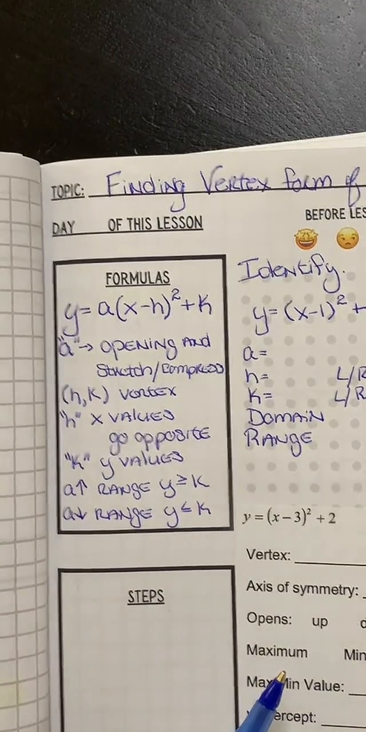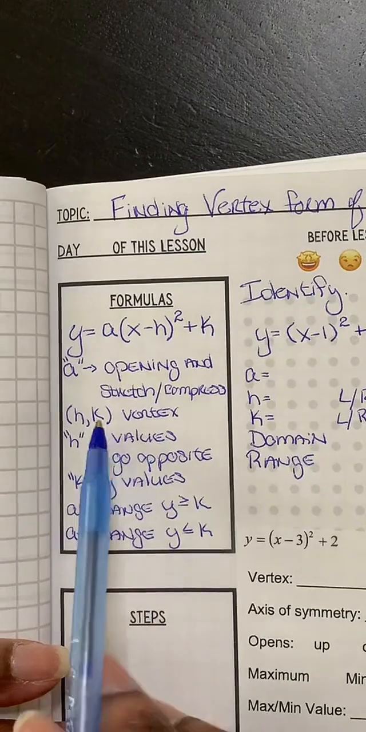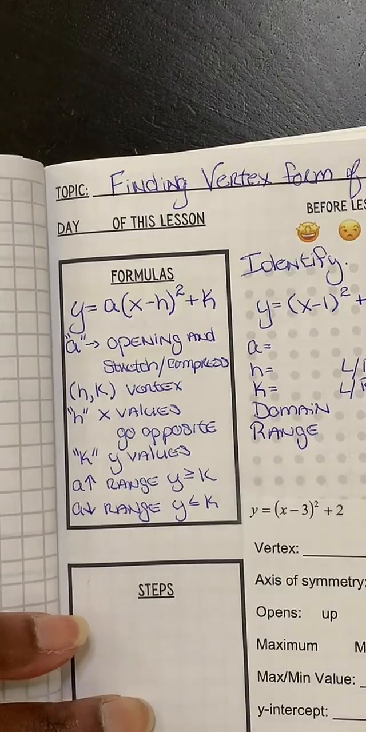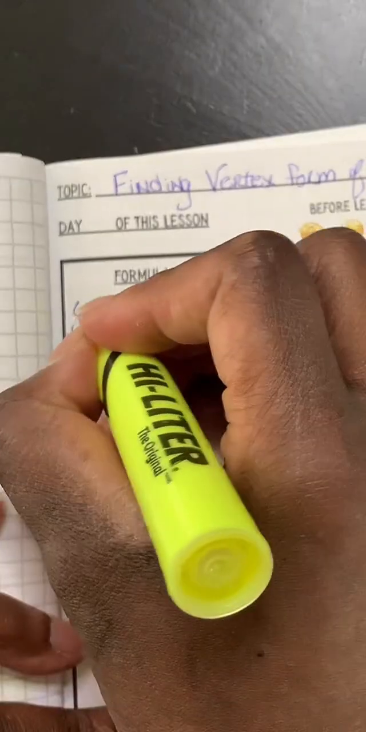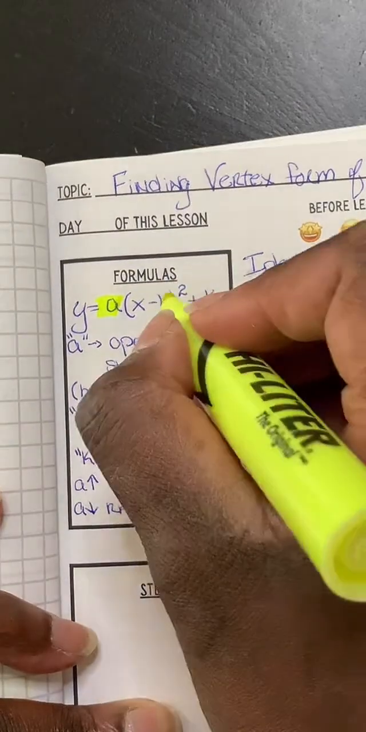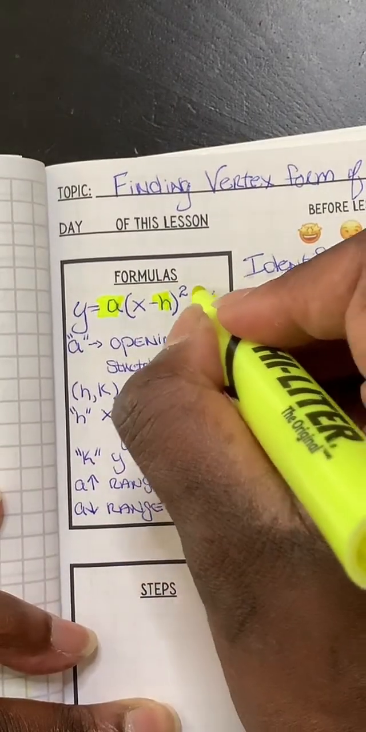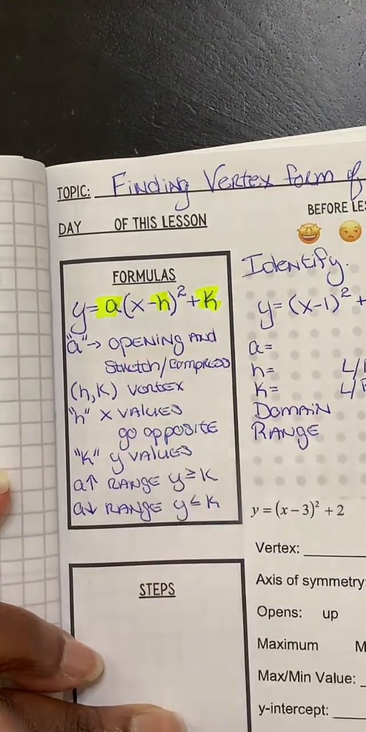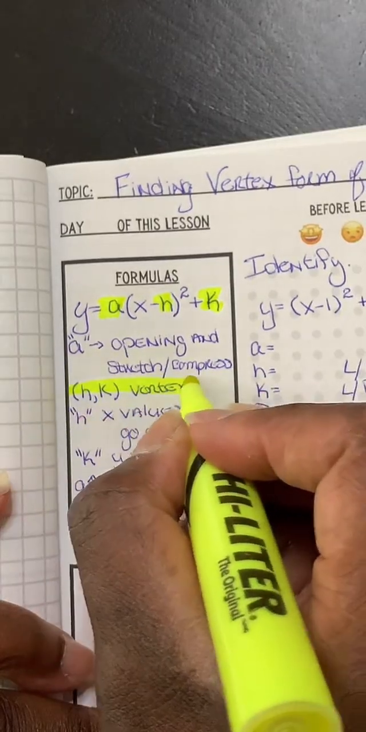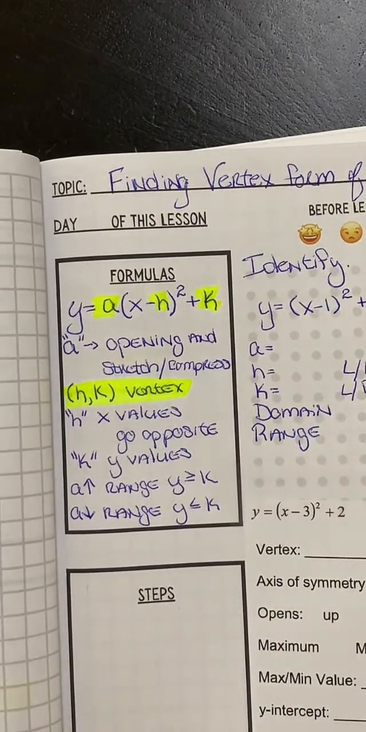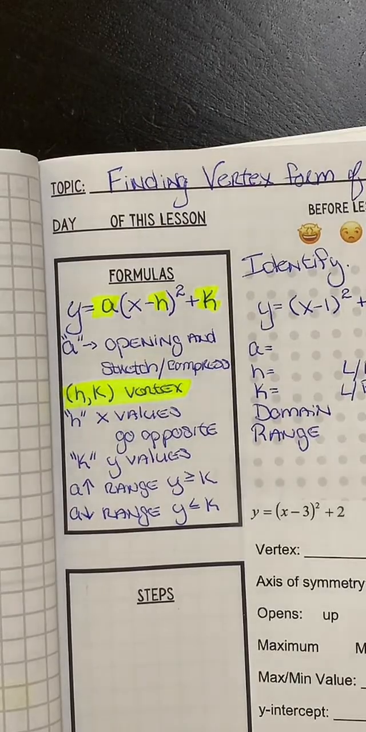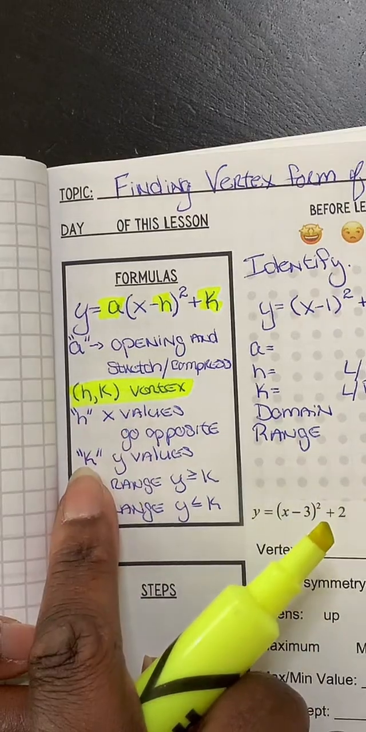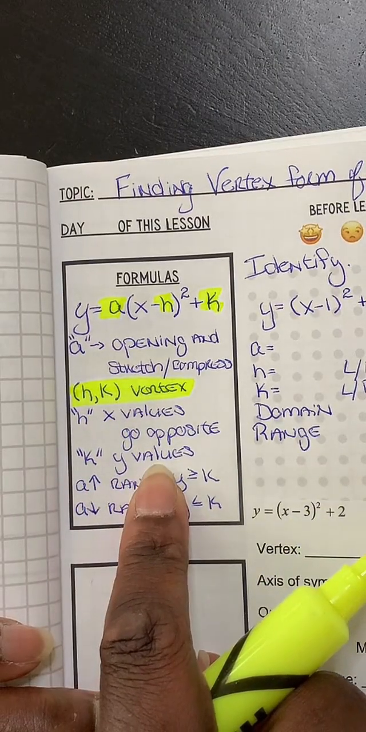So when it comes to the formula, there's 3 places that you need to look at. One of the places is your a value, your h, and the k. So h and k is basically your vertex, whereas the h is representing your x values, and your k is representing your y values.